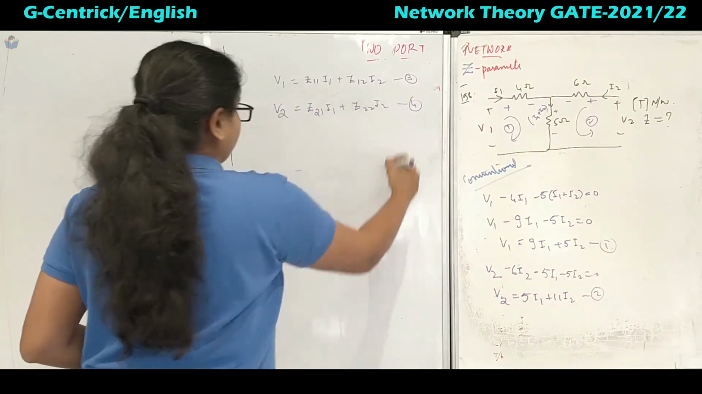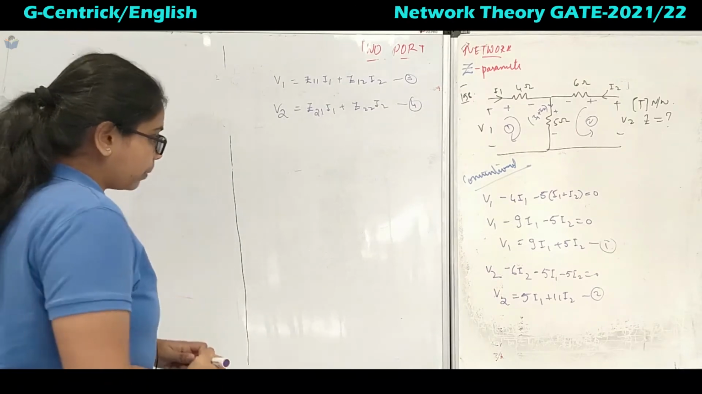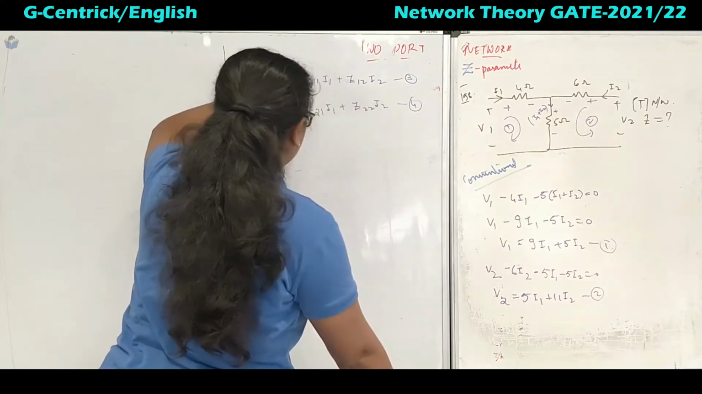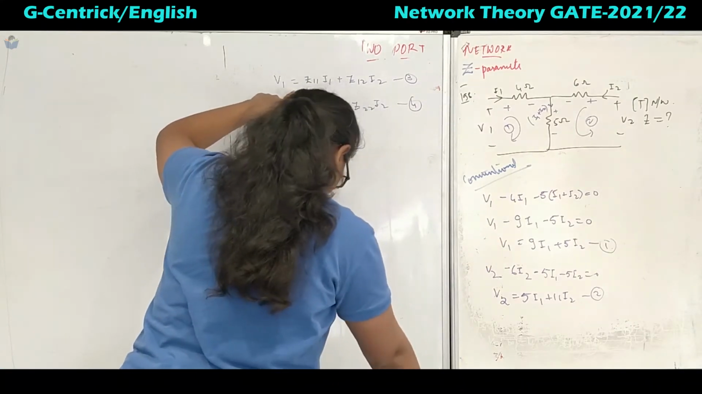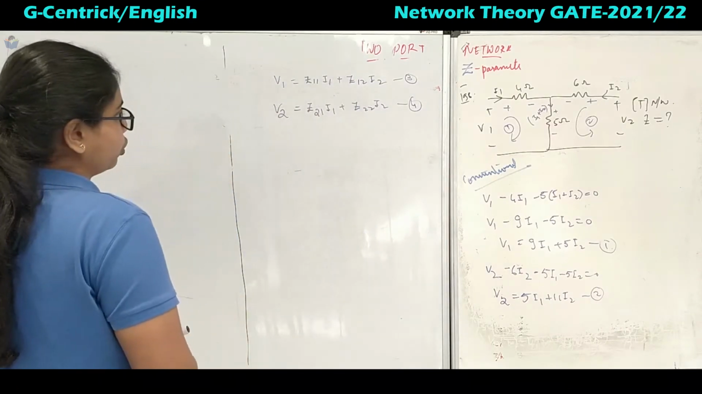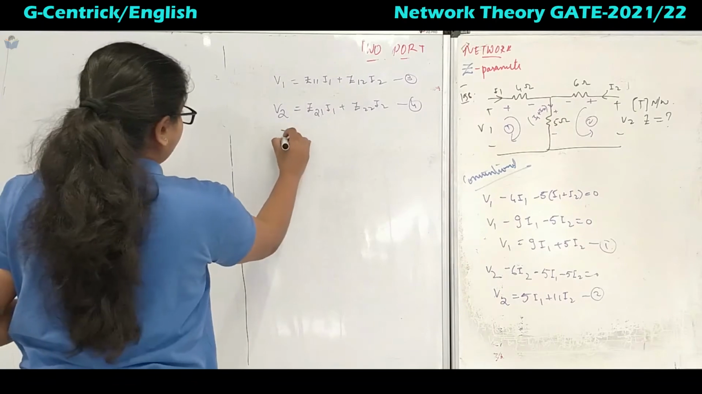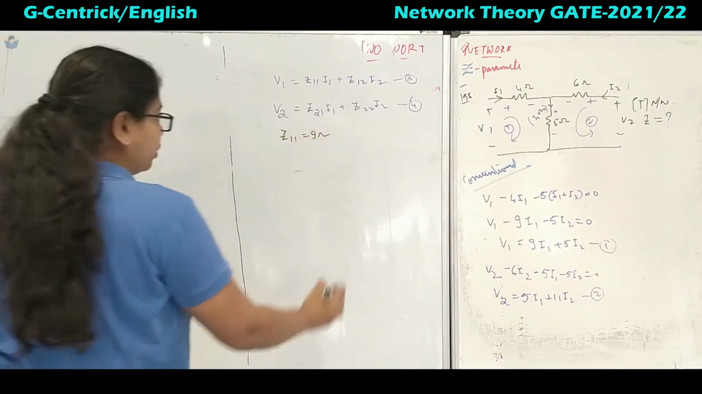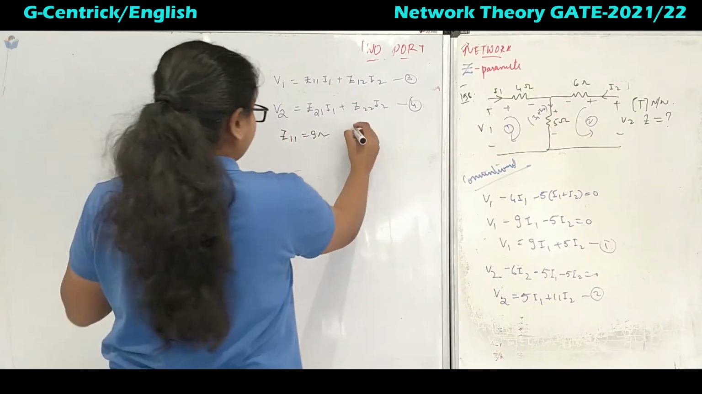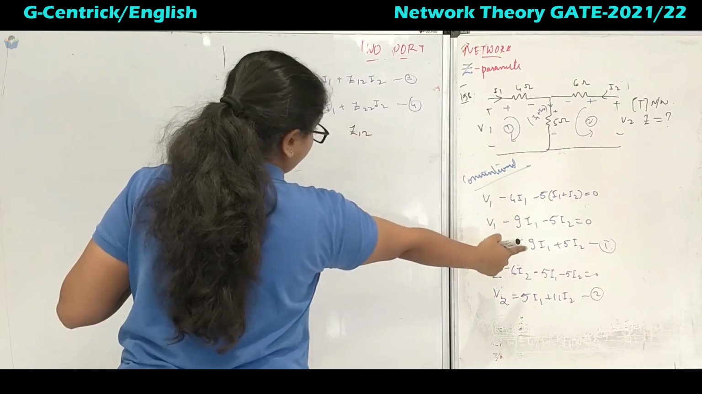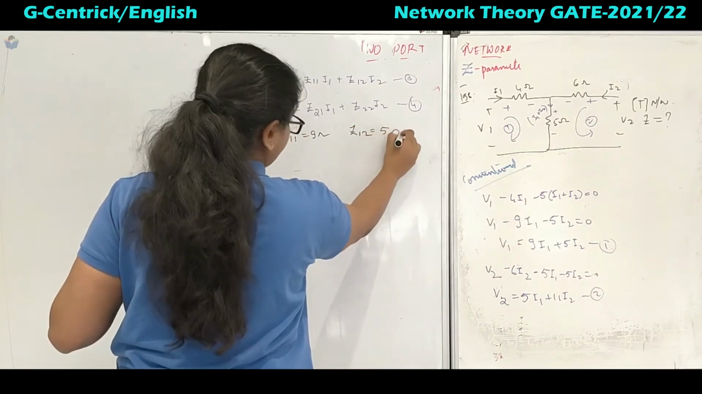So this is equation number 4. Now compare equation 1 with equation 3. When you compare equation 1 with equation 3, what will you get? Z11 is nothing but 9 ohms. Similarly, Z12 you get as 5 ohms.